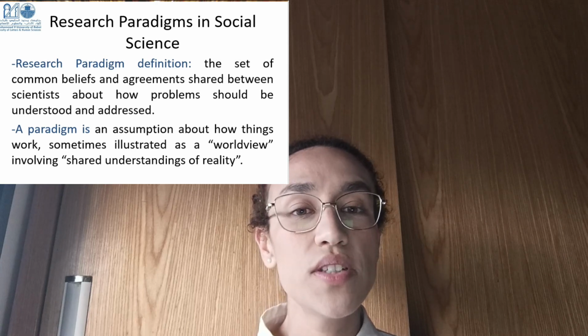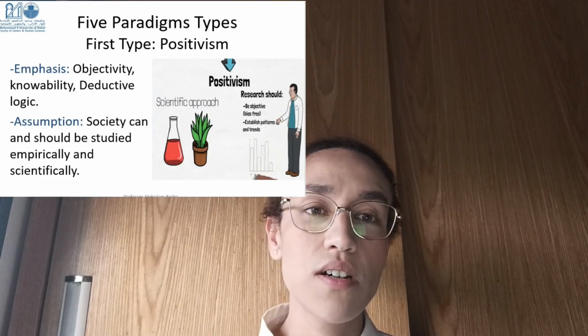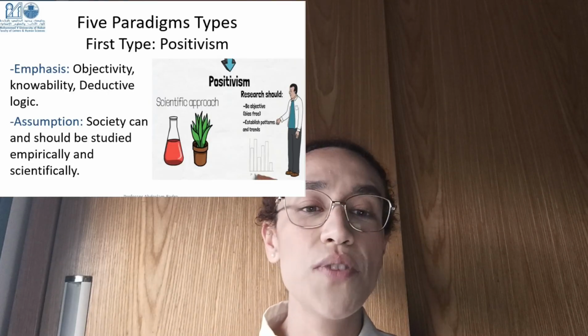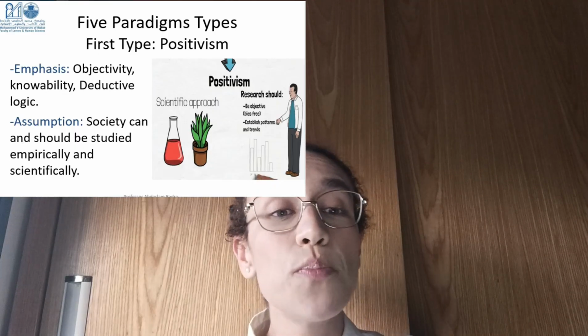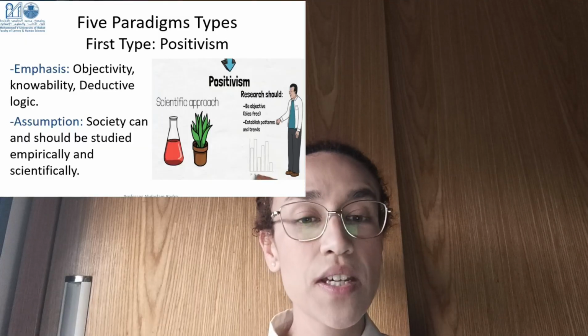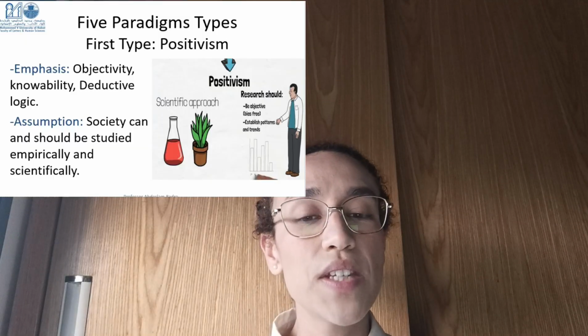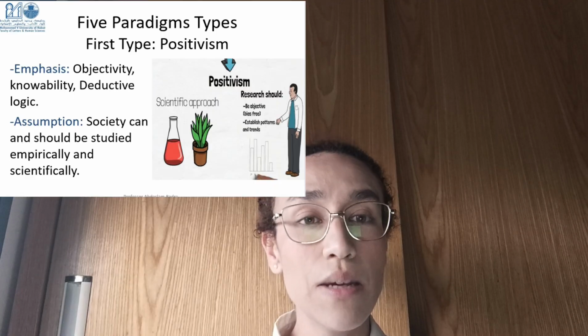Now we'll move to see five types of paradigms. The first one is positivism, which is a subsection of epistemology. The emphasis of positivism is objectivity, knowability, and deductive logic. Its assumption is that society can and should be studied empirically and scientifically.